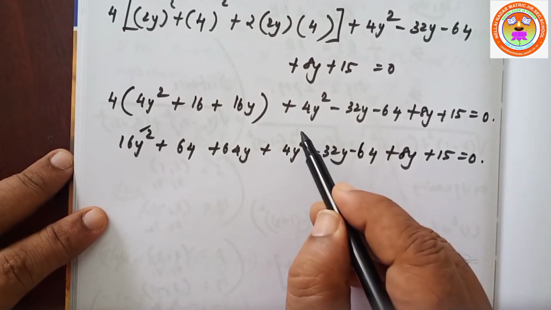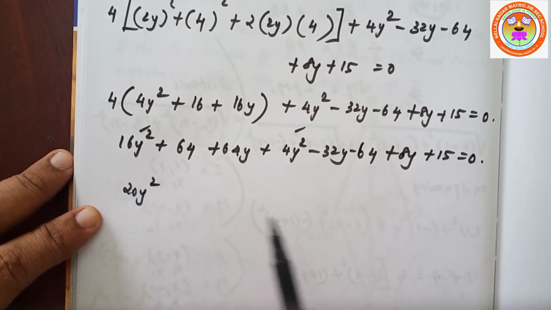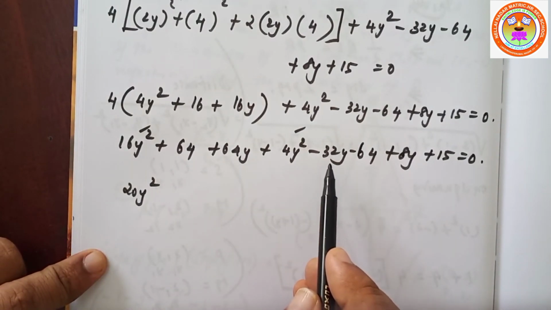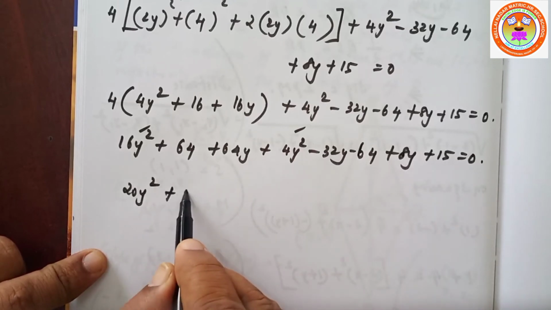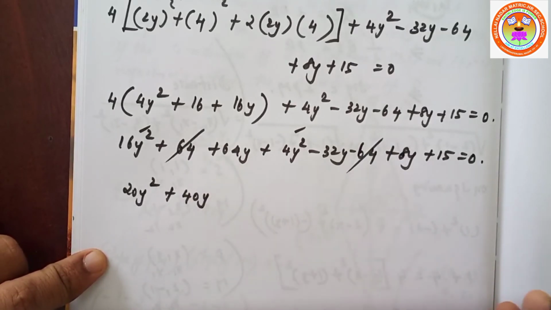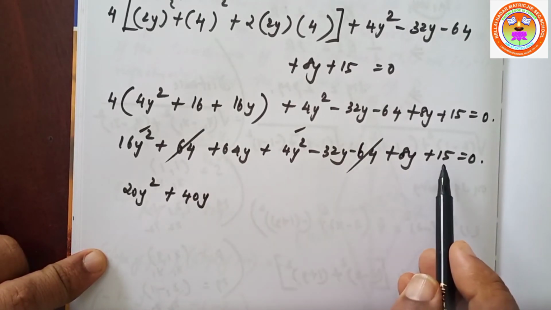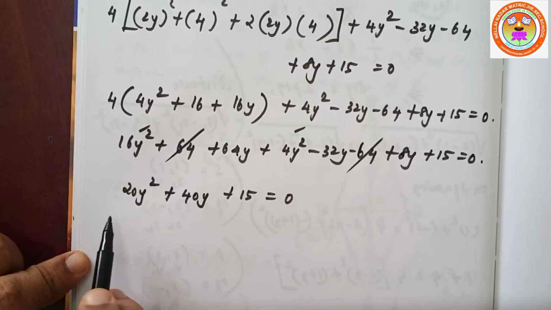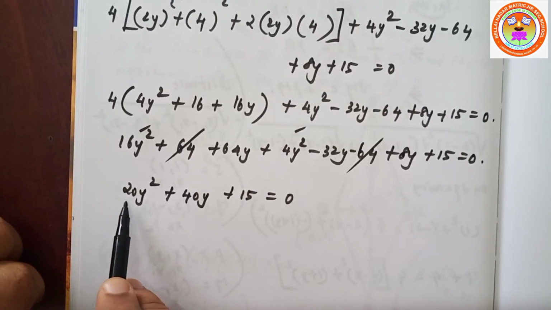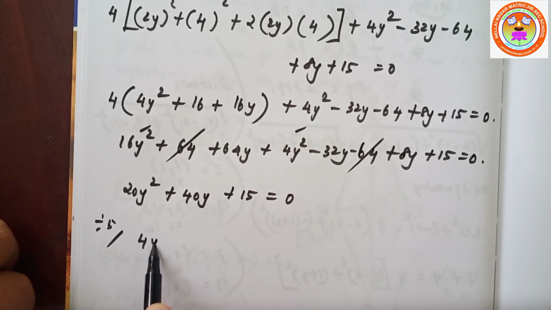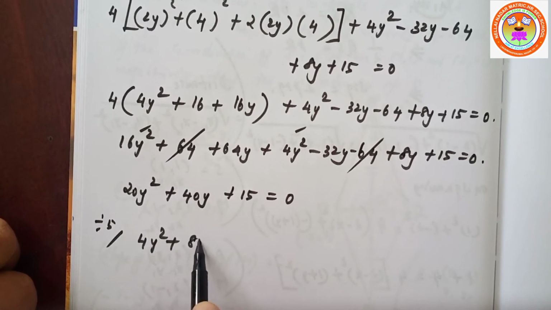Now 16y square plus 4y square together 20y square. Then y term 64y minus 32y plus 8y, that is equal to 40y. Finally the constant plus 64 minus 64 get cancelled. So only 15 left out, plus 15 is equal to 0. Before solving this equation, we can divide 20, 40 and 15. Each and every one can be divided by 5. 20 by 5 is 4, 4y square. 40 by 5 is 8, 8y. 15 by 5 is 3, equal to 0.